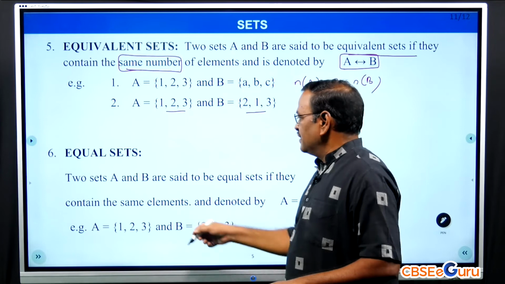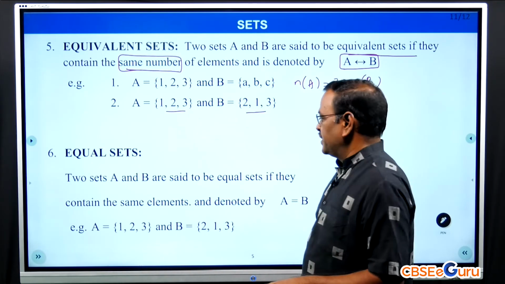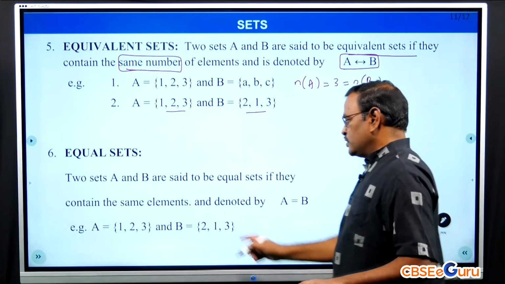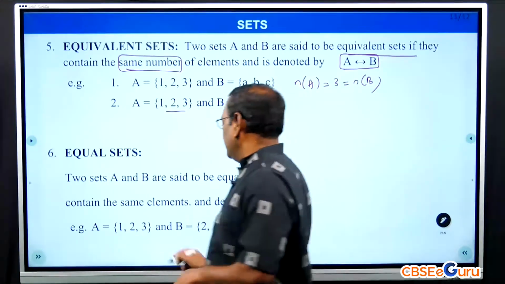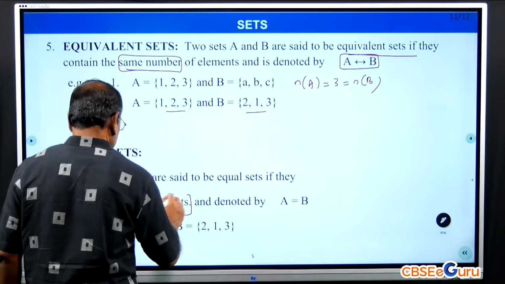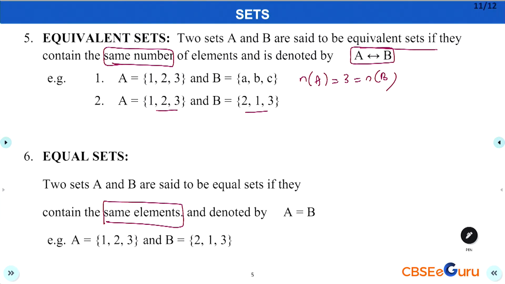But after this definition comes equal sets. The reason I will explain. Equal sets. Two sets A and B are said to be equal if they contain the same elements. See the difference: there, same number of elements, whereas here same elements. Equivalent depends only on the cardinality, but here same elements.